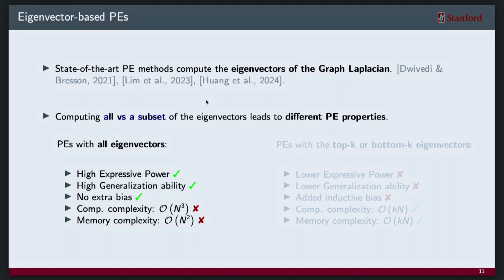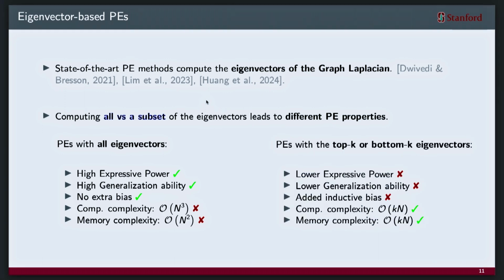Now, there is a way to overcome this complexity limitation, and this is to compute a subset of eigenvectors, so the top k, let's say, or the bottom k eigenvectors. These methods work very well, and they have approximately linear complexity. However, they work well in practice, but they have somewhat lower expressive power, a little bit lower generalization ability because of stability reasons, and they add some sort of inductive bias because different eigenvectors or different numbers of eigenvectors mean different things for different graphs.